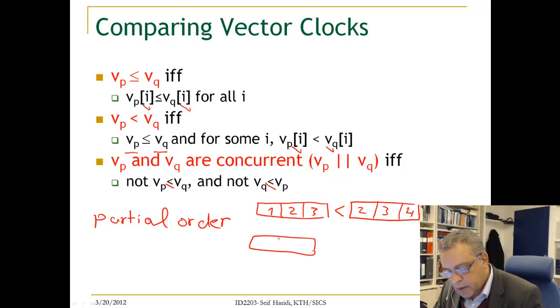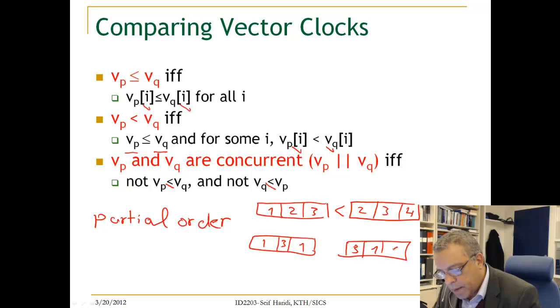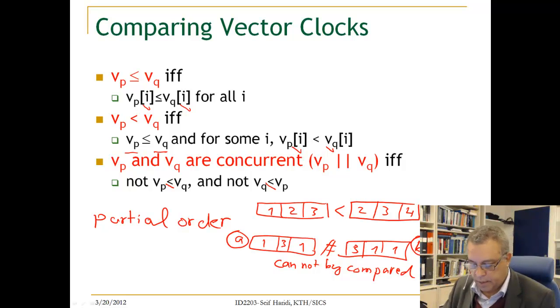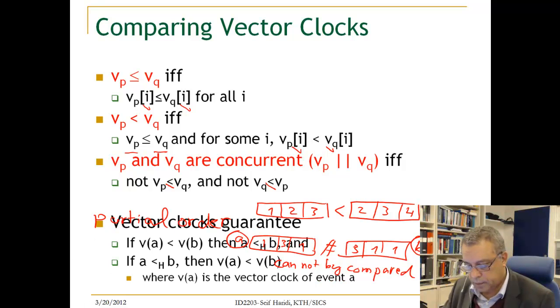Now if we have a vector 1, 3, 1 and here's 3, 1, 1, these two vectors cannot be compared. So if this is associated with an event A and this is associated with event B, we say that these two events are concurrent.